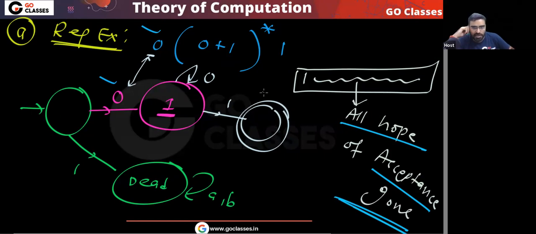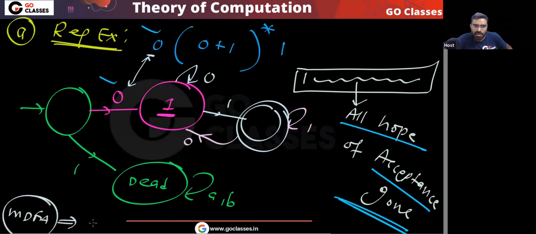In this state, if 1 comes, I have ended with 1. Now, in this state, if 1 comes, no problem. If 0 comes, what will I do? In this state, if 0 comes, I will wait for 1. So this is your DFA. Yes or no? This is the minimal DFA.